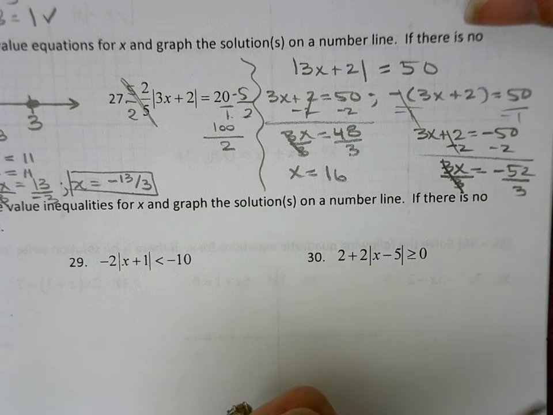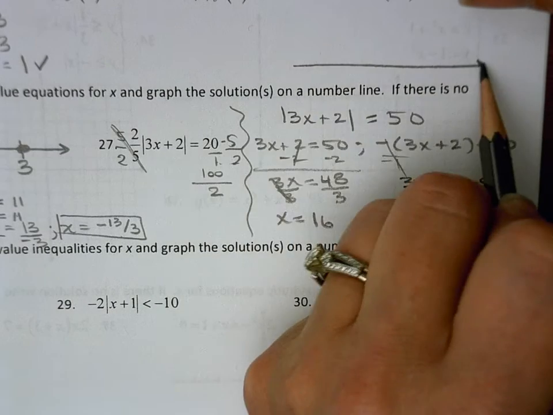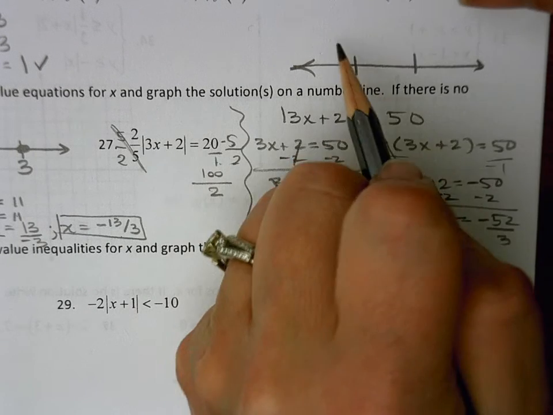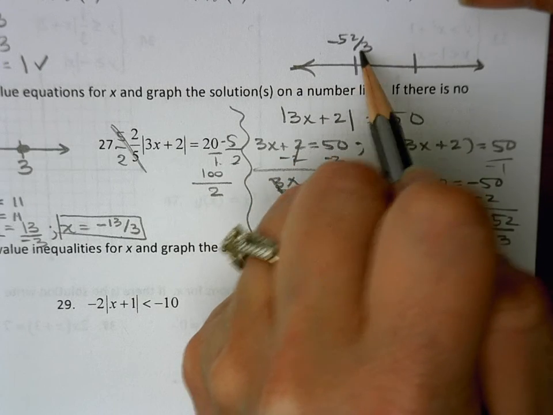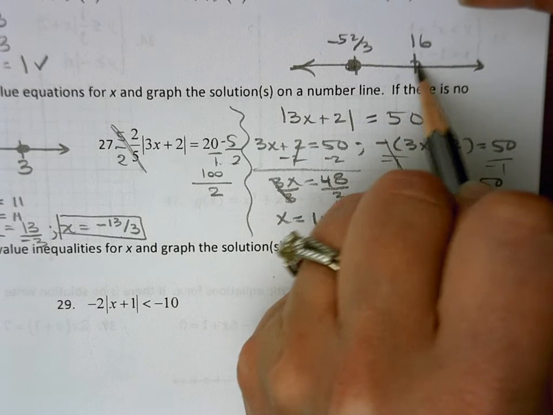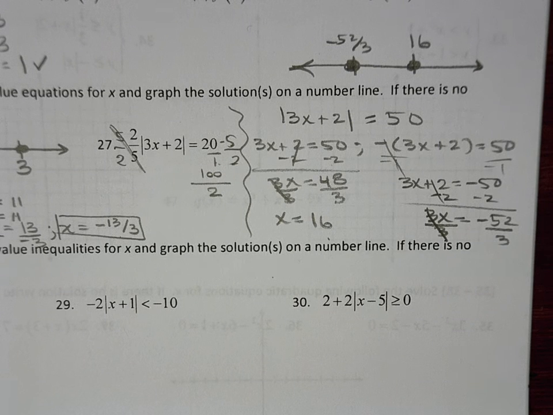And then for my number line, let's do that just at the top here. So 2 solutions, and so my negative is -52/3, and my positive is 16. And that would be the solution. Okay? And then that's it for this video.